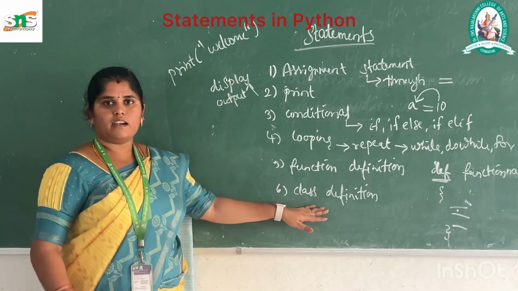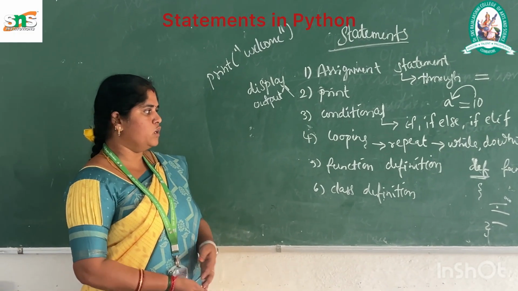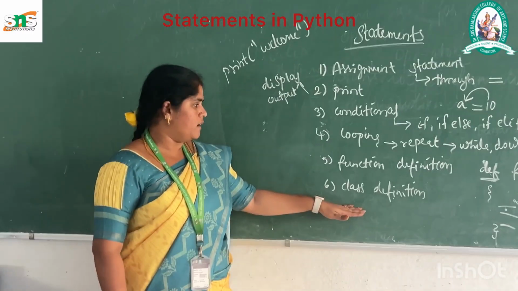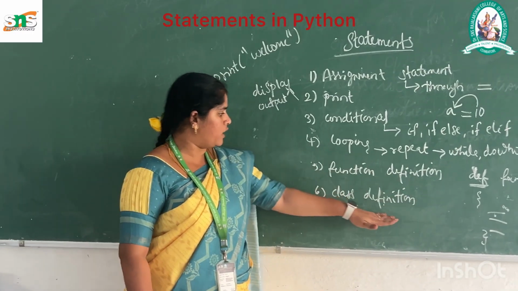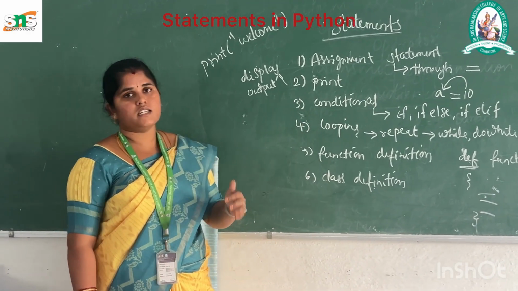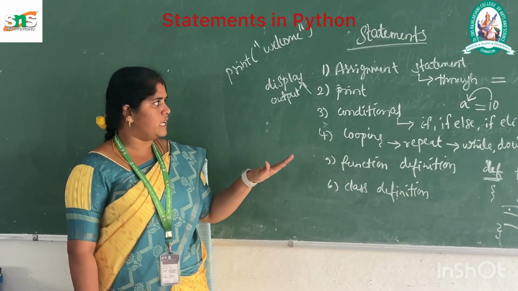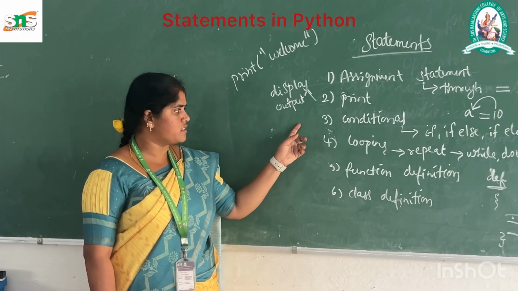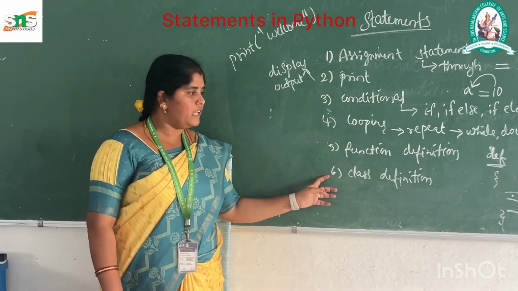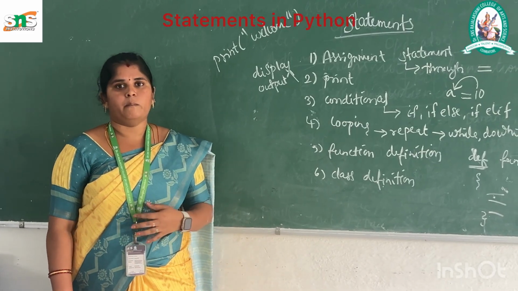Last one will be the class definition. The class definition contains all the functions; details about all the functions are included in the class. So we have discussed six types of statements available in Python: assignment statement, print statement, conditional statement, looping statement, function definition, and finally the class definition. So we have discussed the statements in Python. Thank you.